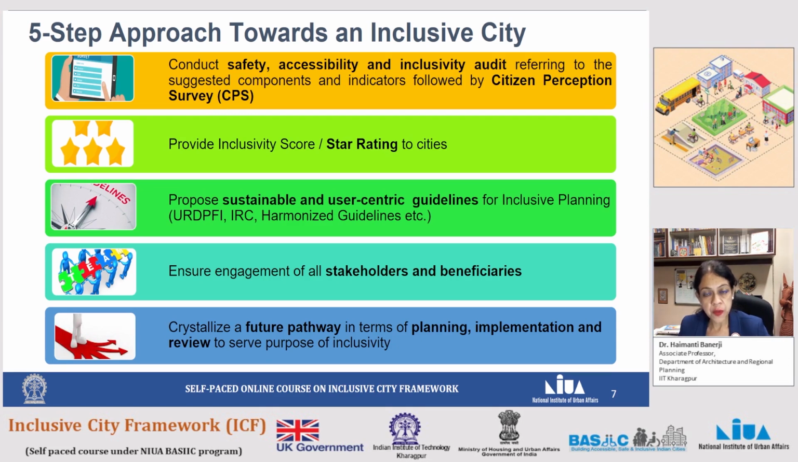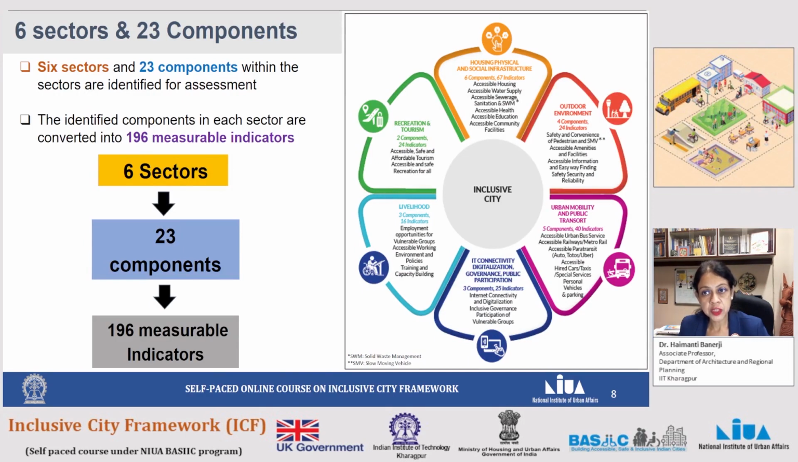Now, if you go through the framework, you would see a huge section of this framework comprises a checklist for strategic accessibility analysis. 6 sectors have been identified after exhaustive review of global and national guidelines and best practices, under which 23 components exist. Now, for realistic assessments, coding is required. Hence, we need measurable parameters or indicators. The framework has a total of 196 indicators under these 6 sectors.